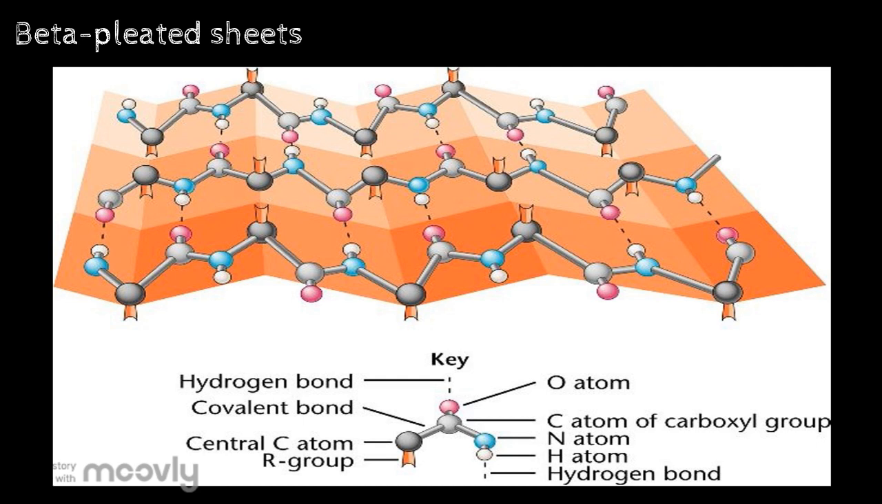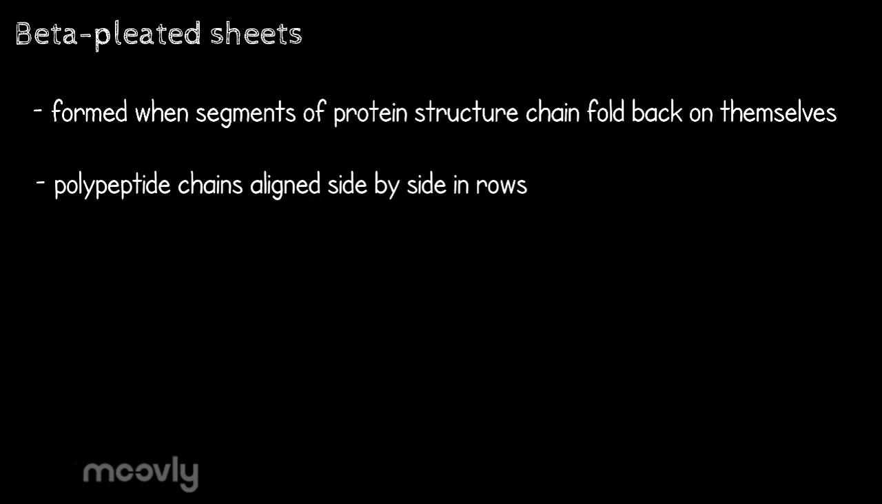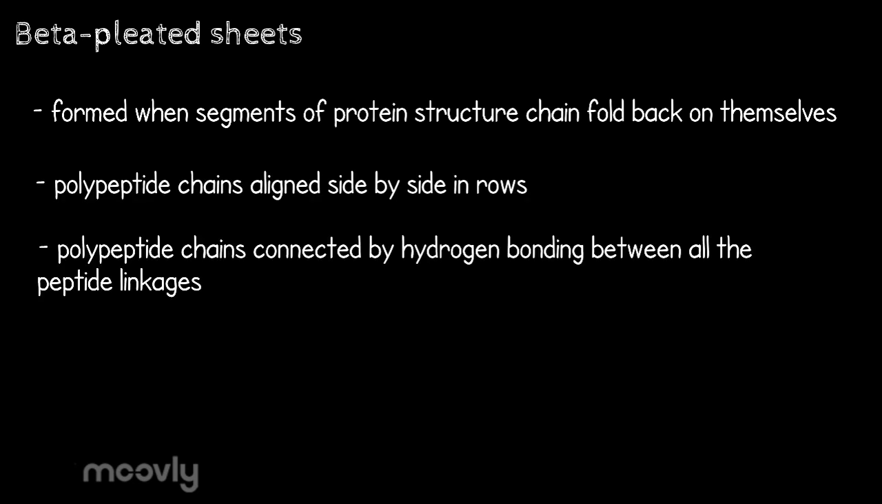Beta pleated sheets, on the other hand, looks like this. They are formed when segments of the protein structure chain fold back on themselves, and they are basically polypeptide chains aligned side by side in rows which are connected by hydrogen bonding between all the peptide linkages. The R groups are projecting above or below the sheet perpendicularly.